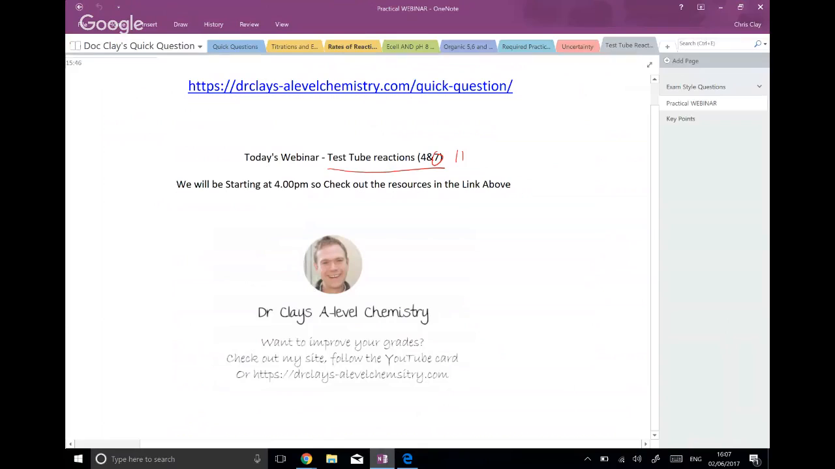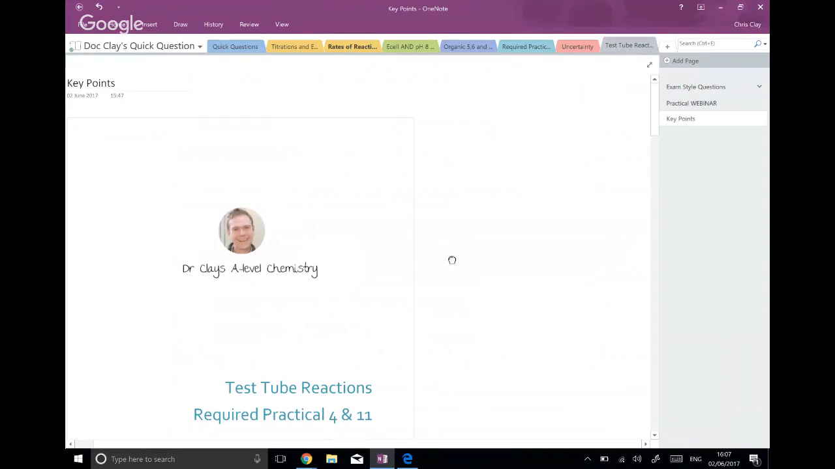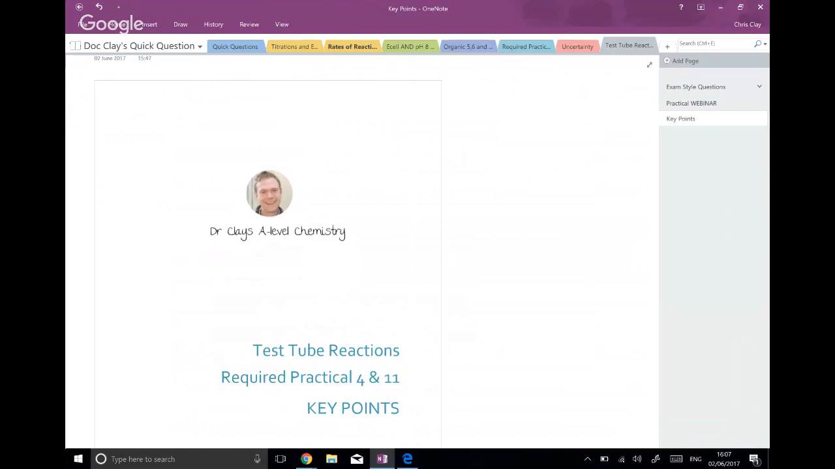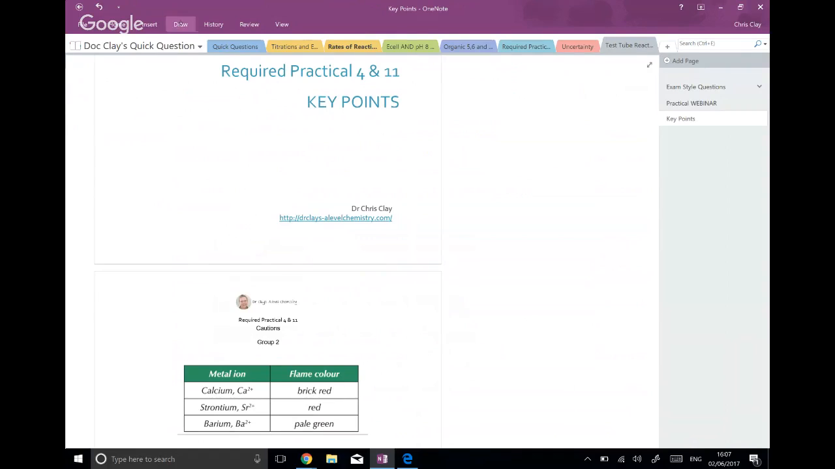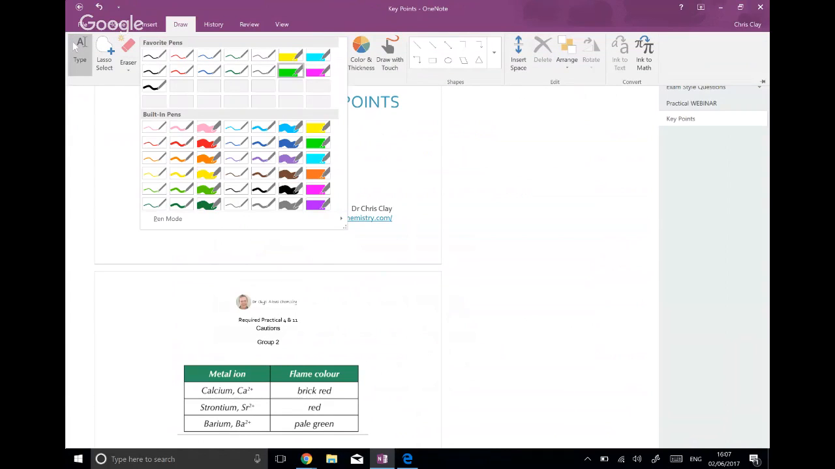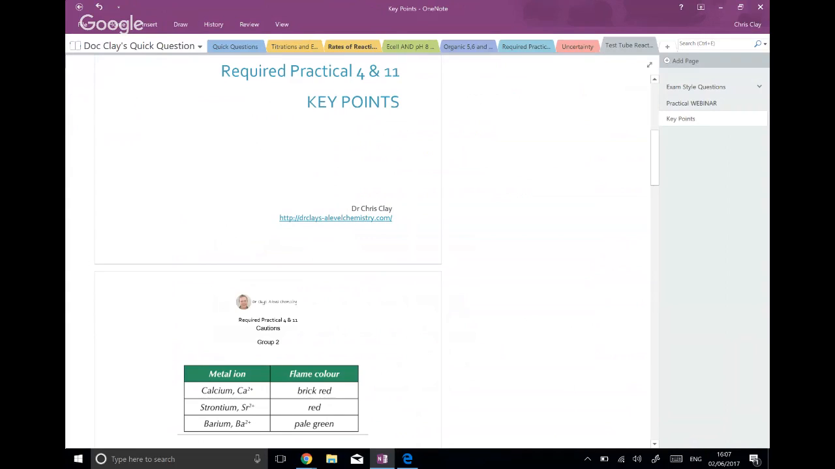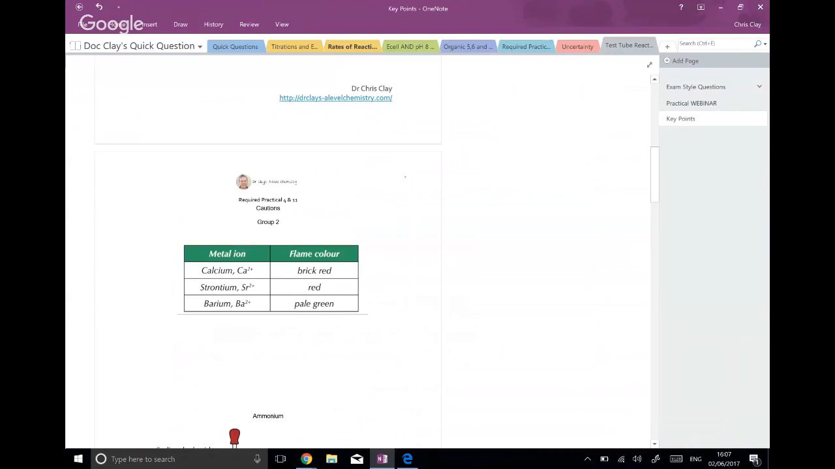All right, so let's quickly have a look at the key points for our test tube reactions. The first here are from essentially your AS level, your year 1 part of the course, because this is required practical number 2. These were the ones you were asked to know about, from group 2: how to identify group 2 elements. These are, of course, metals and therefore cations, and also the ammonium, which is NH4+. So these are the cations that you need to know about.